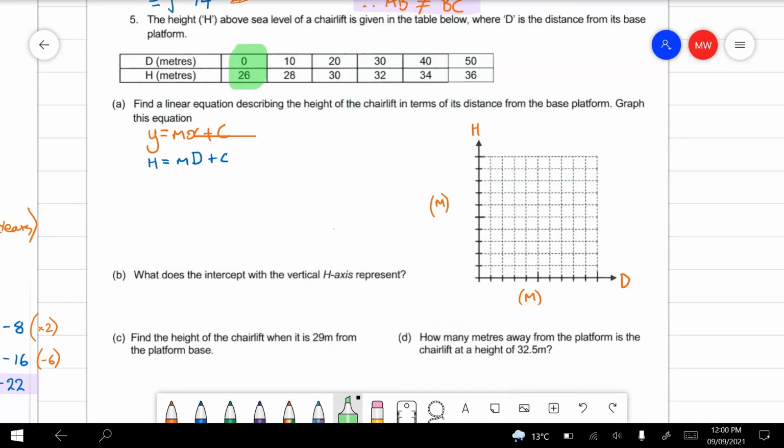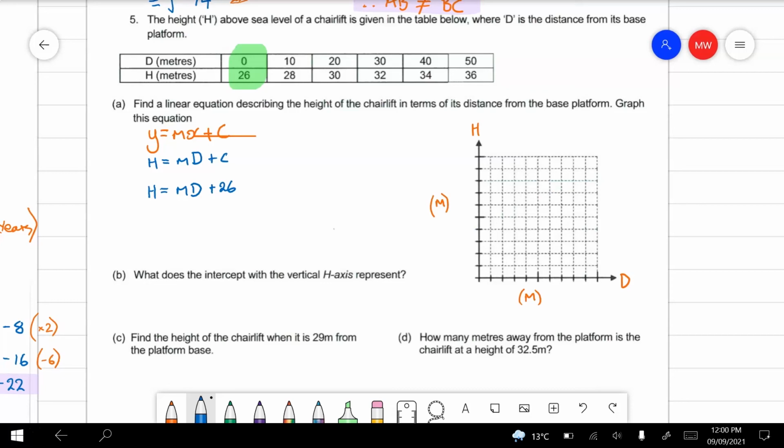When D is 0, H is 26, or when x is 0, y is 26. So the equation can start off quite nicely. Height is going to be an unknown gradient at this stage plus 26. In other words, the chairlift is going to start up here somewhere above the ground and go up from there. How do we find the gradient?